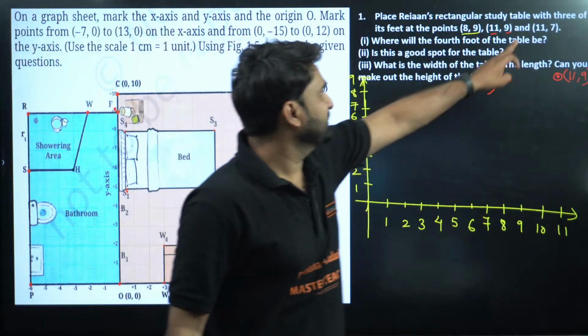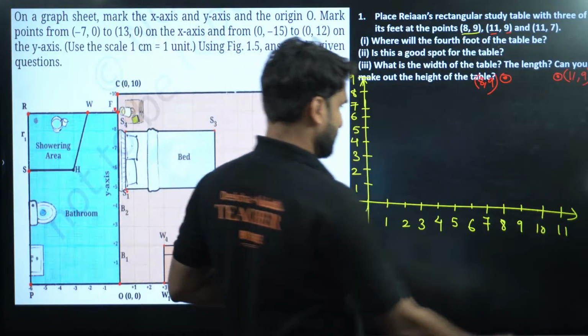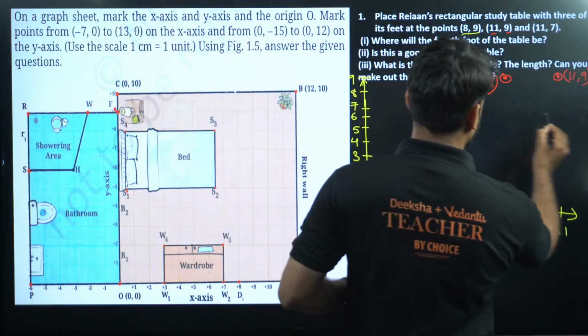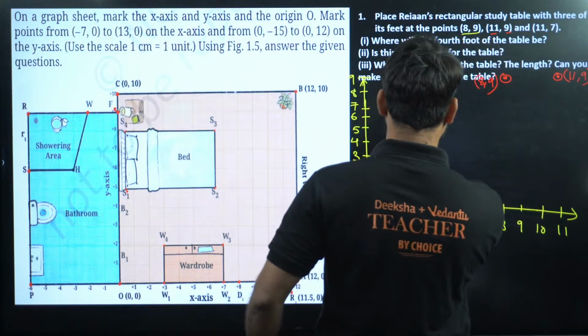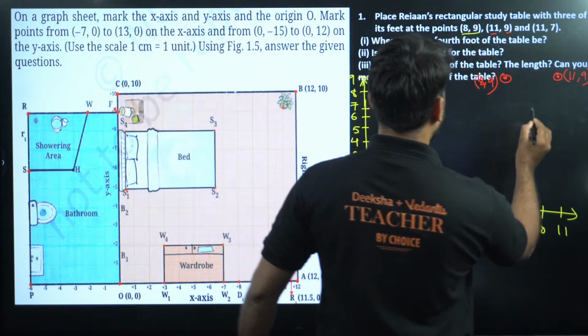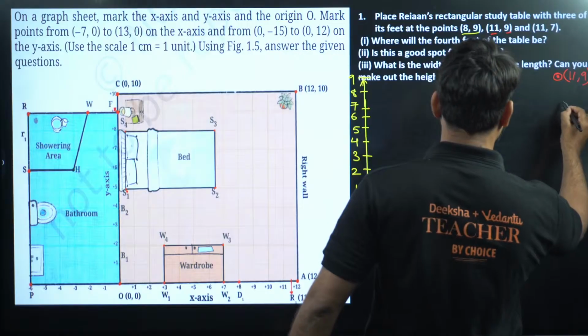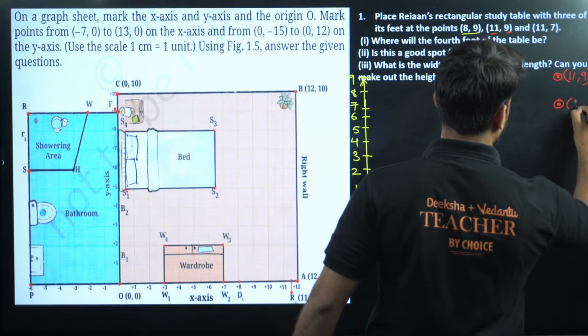The third coordinate is 11, 7. X coordinate is 11 and y coordinate is 7. So this will be here: 7, 7, 7, and this is 11. So 11, 7 here. This will be the third coordinate.